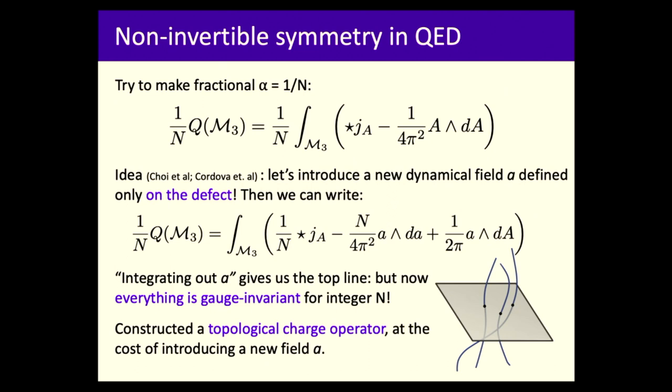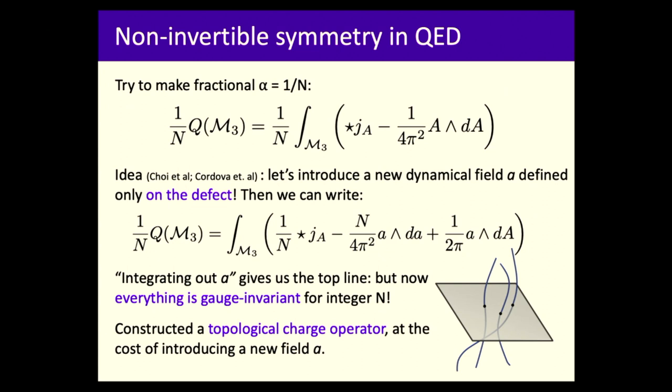So let's now do the following thing. I want to generate a useful symmetry transformation, and so I want to make sense of this. The idea is the following. Let's introduce a new dynamical field, which I'm going to call little a. It's a little gauge field, little a, which is defined only on this defect.